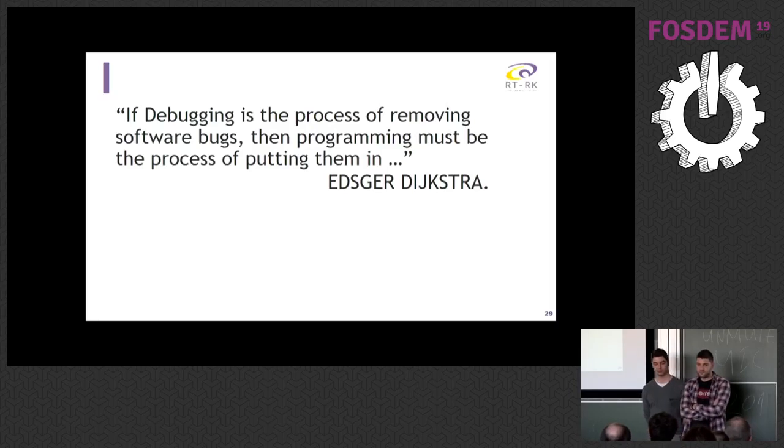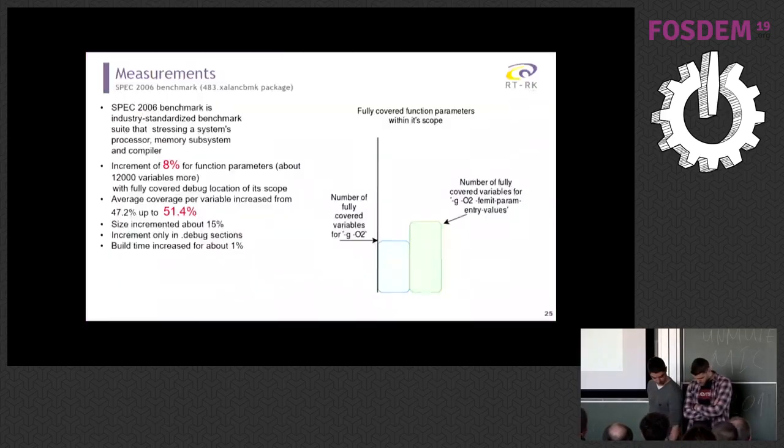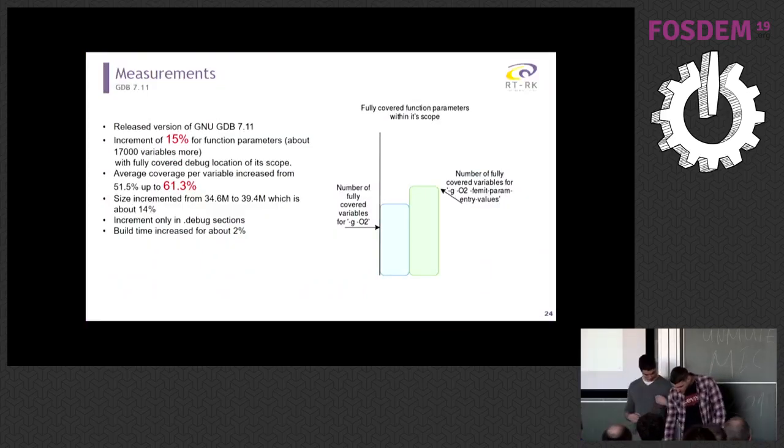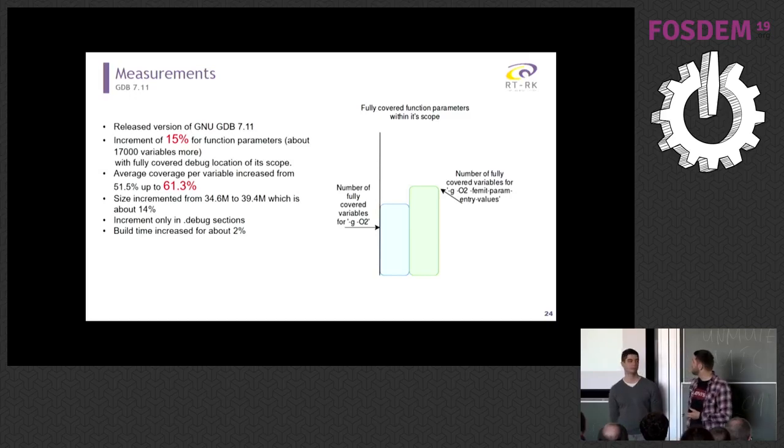I was curious, in the slide where you showed the measurements, you show -g -f emit-param-entry-values. Is that -f flag added into the -g groups or any of the -g level groups, or is it something I explicitly need to enable? So the question was, do we include this f-emit-param option in the -g default options?